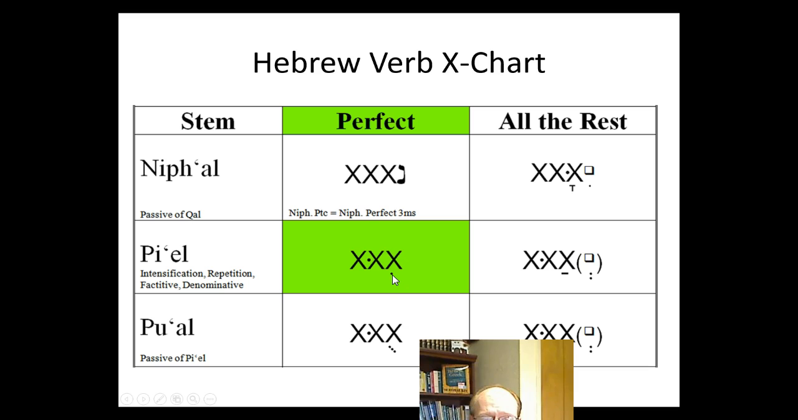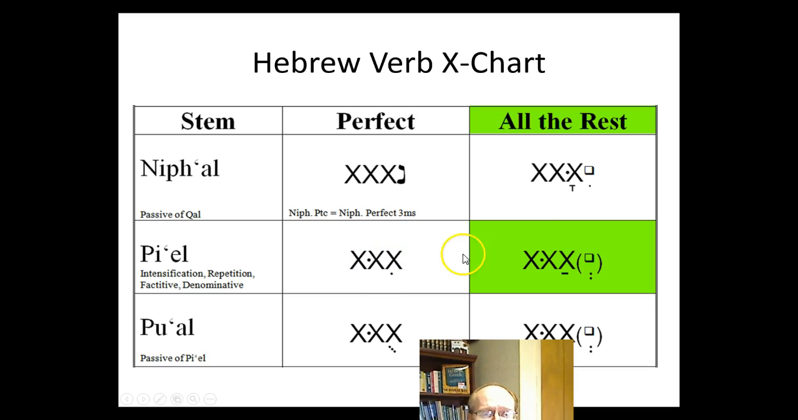So Piel, hiriq, dagesh. In all the rest, the key characteristic is whatever the preformative is, whether it's an aleph, a tav, a yod, a mem, or so on, the vowel under that preformative is a shewa. The vowel under the first radical is a patach, and the second radical again has the dagesh forte. So Piel in the perfect is hiriq dagesh. In all the rest, shewa, patach, dagesh. And we'll see how that plays out in the lesson in just a minute.